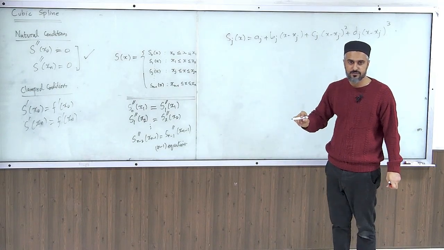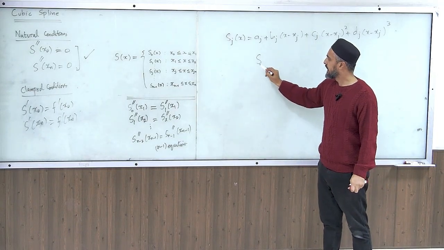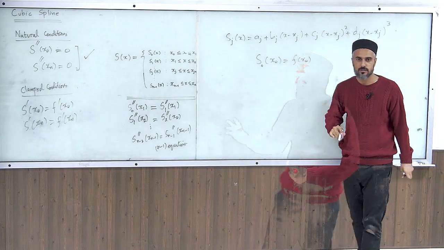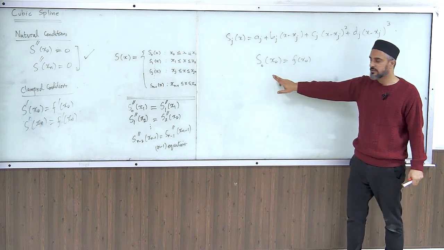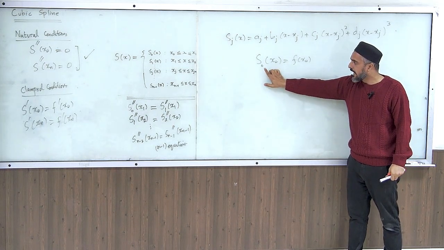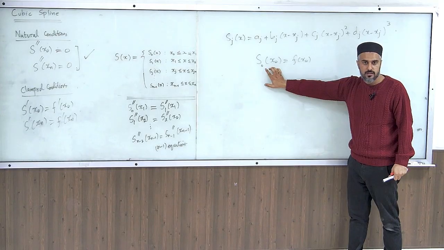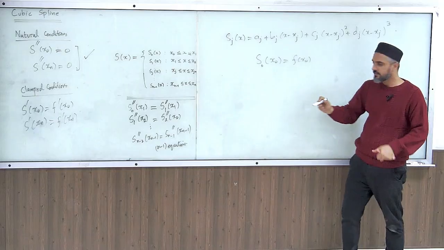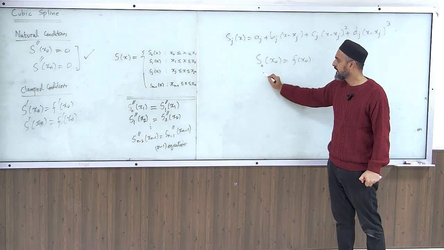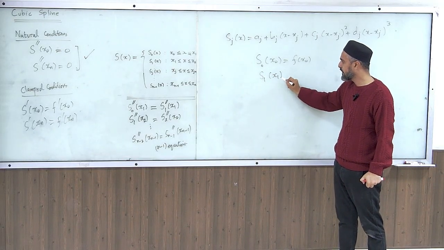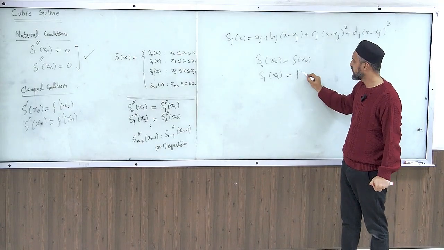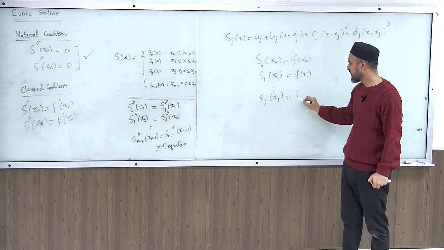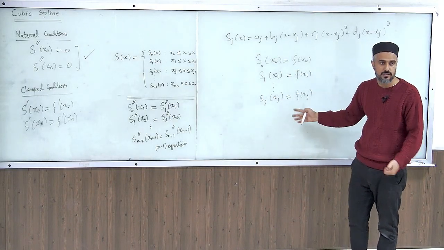And you have the first condition, that S naught of x naught should be f of x naught. Now if I ask you, S1 will give what value at x1? It is f of x1. Similarly, Sj at xj will give you f of xj, generally speaking.